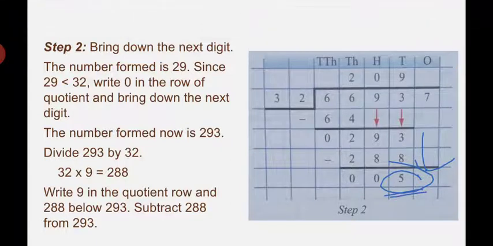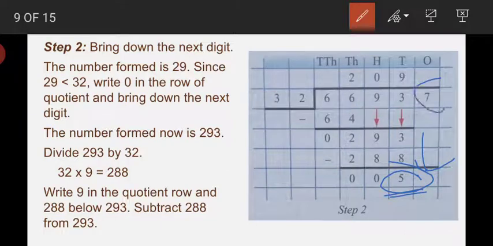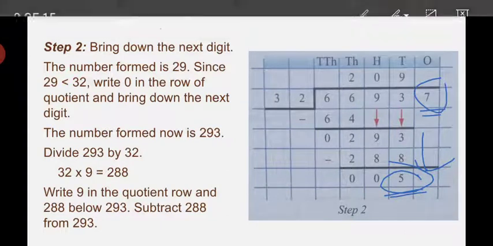Now move towards the next step. As we have one more digit, the last digit 7, we have to move towards the next step.